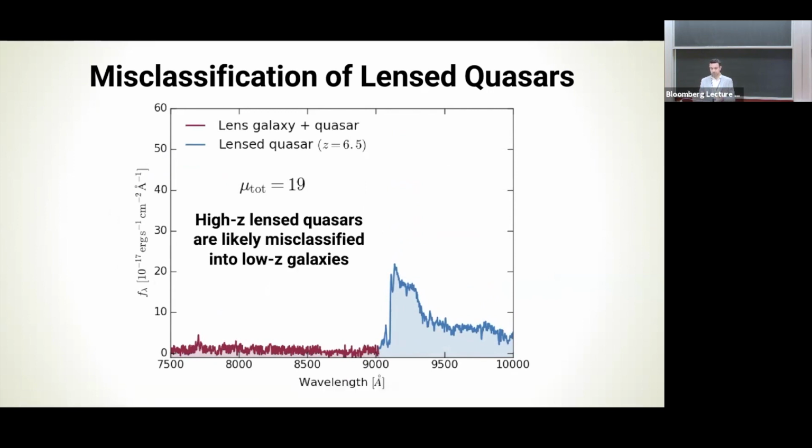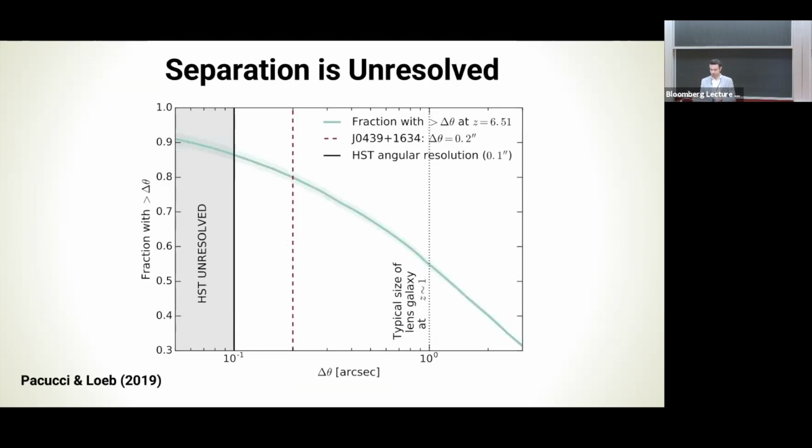So it's possible that high redshift lensed quasars are misclassified as low redshift galaxies or something else, so they're not interpreted as being in the ionization epoch. Of course, if you take the spectrum, then you realize it's a quasar, but you need to take the spectrum for that. Another possibility is that the separation between images could be unresolved.